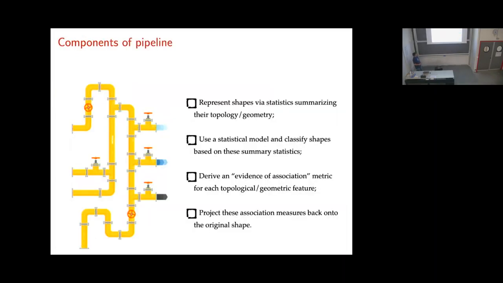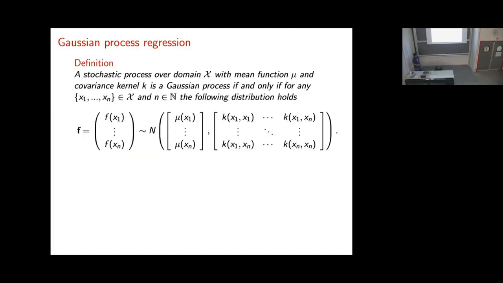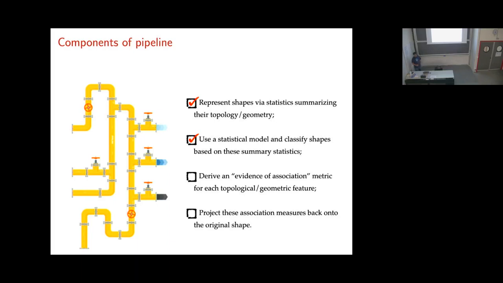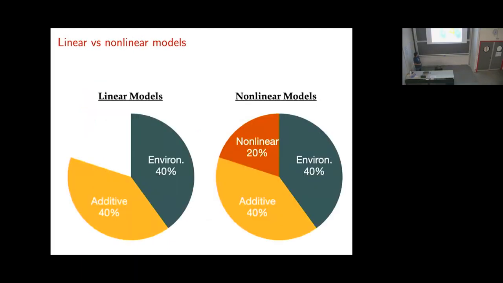Okay, we call it a pipeline. I already told you the first part of the pipeline. The second part is a Gaussian process. The third part has two components. First component is going to be, how do you do variable selection on a kernel model? Okay?